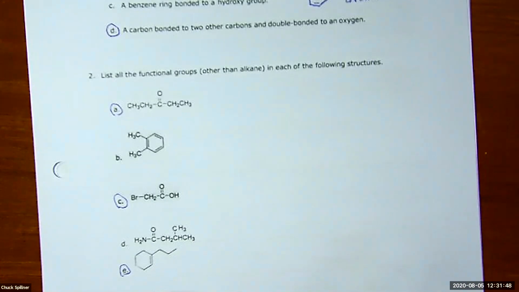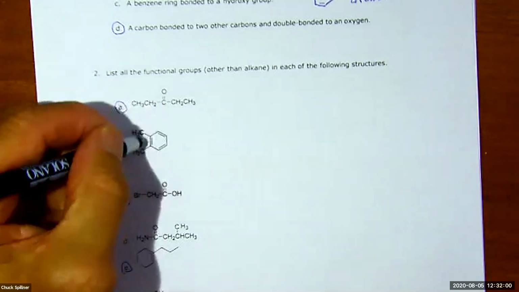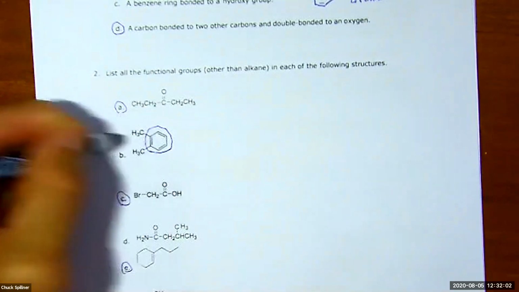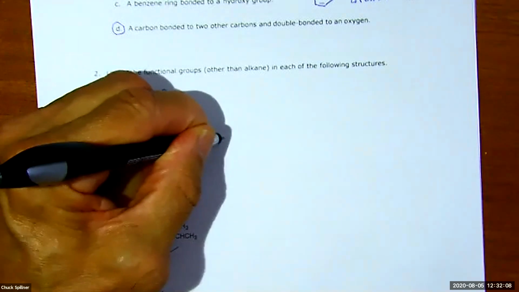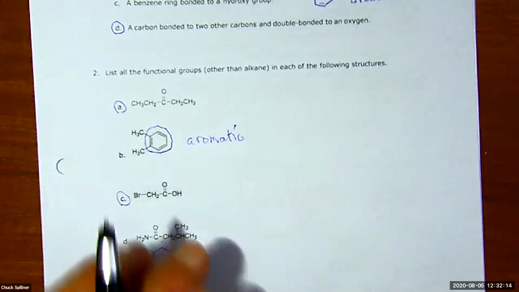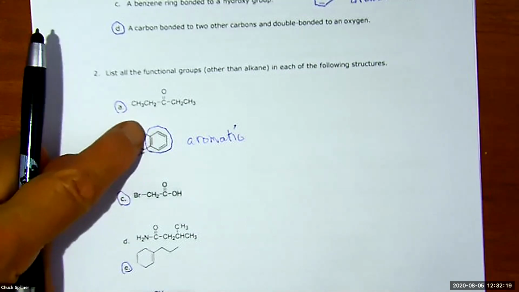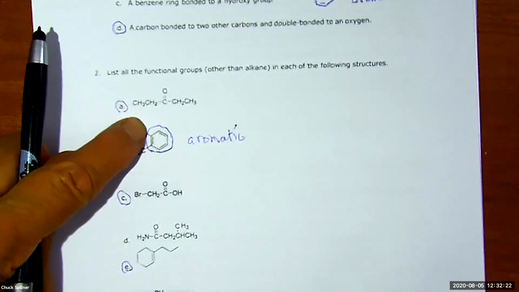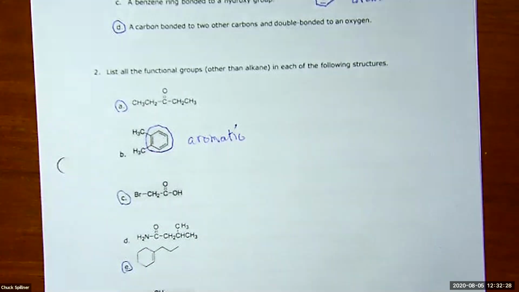Now question 2 says, list all the functional groups other than alkane in each of the following structures. So B has an aromatic, and I'll just circle it. We should identify the functional group by circling it or indicating where it is. And this is an aromatic. It's not a benzene ring because a benzene ring doesn't have any substitutions. If that CH3 wasn't on there, then it would be a benzene ring. We could call it a phenyl. But anyway, it is an aromatic because it has the 6-sided ring with alternate double bonds.